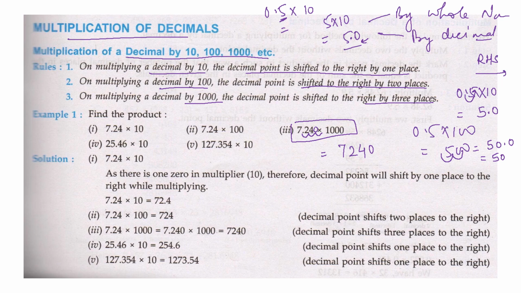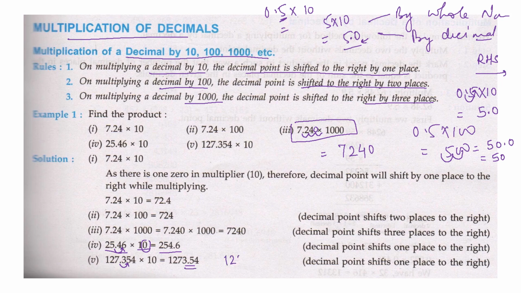Now you look here, 25.46 into 10. Only one decimal place it will shift. So the decimal will come after 4, so 254.6. Then 127.354 into 10. Into 10 means one shifting. So the decimal will come before 5. So it came here. Clear?